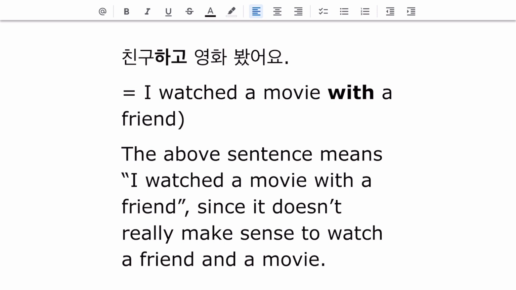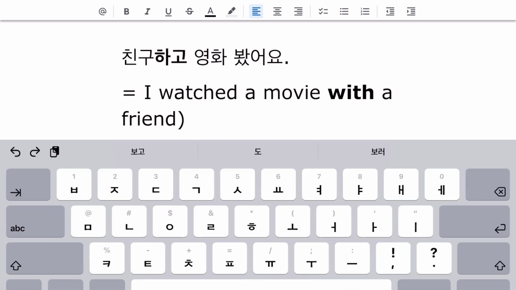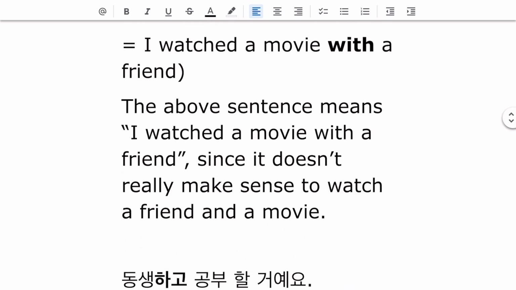Another example. 친구하고 영화 봤어요. Once again, I am the topic. 친구하고, with a friend. 영화, movie, and then 봤어요, watched. I watched a movie with a friend. There's a particle missing here. I'll give you a few seconds to think about what it should be. Because what is an object in the sentence? The what of the sentence. So what are we watching? Or what did we watch? We watched 영화. That makes this our object. 영화를 봤어요.